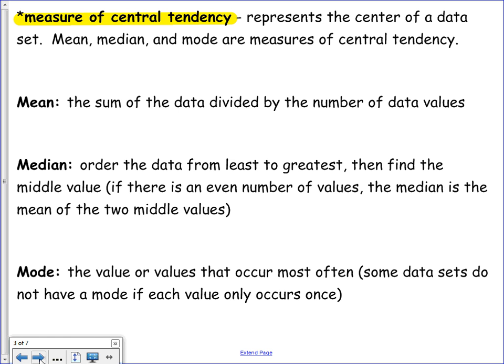In some data sets there will not be a mode because each number will only occur once. In some data sets, there might be more than one mode, because if three of the values occur like 5 times, and that's the most often any occur, then all 3 of those values would be considered modes.